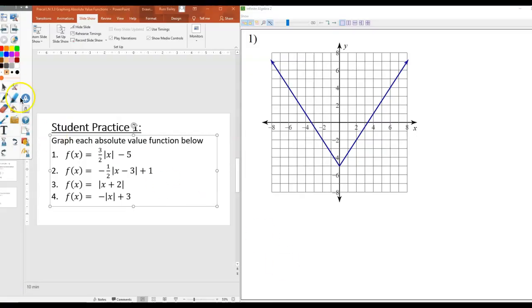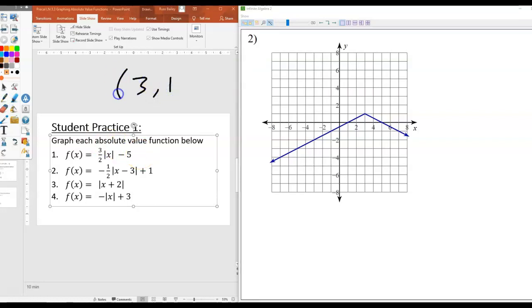All right, so here are the solutions. This is number 1 here. For number 1, the vertex was (0, -5), and the slope was 3/2. So up 3 over 2 to the left and right. So you got your V shape there. Take a look at number 2. Your number 2 should have looked something like this. The vertex for number 2 should have been (3, 1). So that's right there. And the slope is -1/2. So that means you're going to go down 1 over 2 to the left and right.